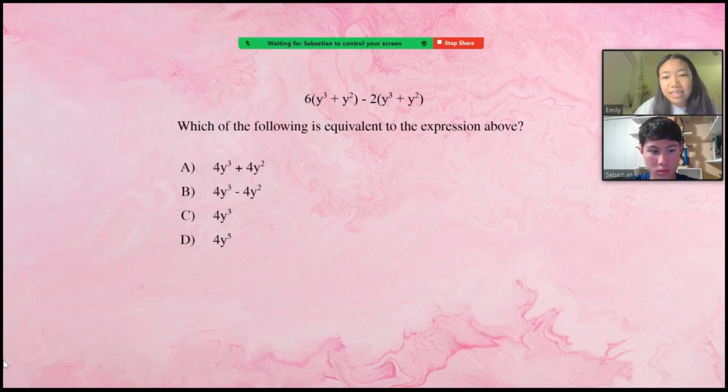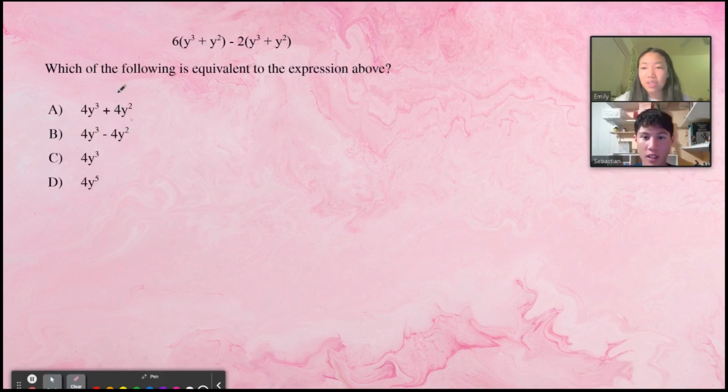So for this next equation, it's 6 times the quantity y cubed plus y squared minus 2 times the quantity y cubed plus y squared. Which of the following is equivalent to the expression above? So our answer to this problem is going to be answer choice A, 4y cubed plus 4y squared.